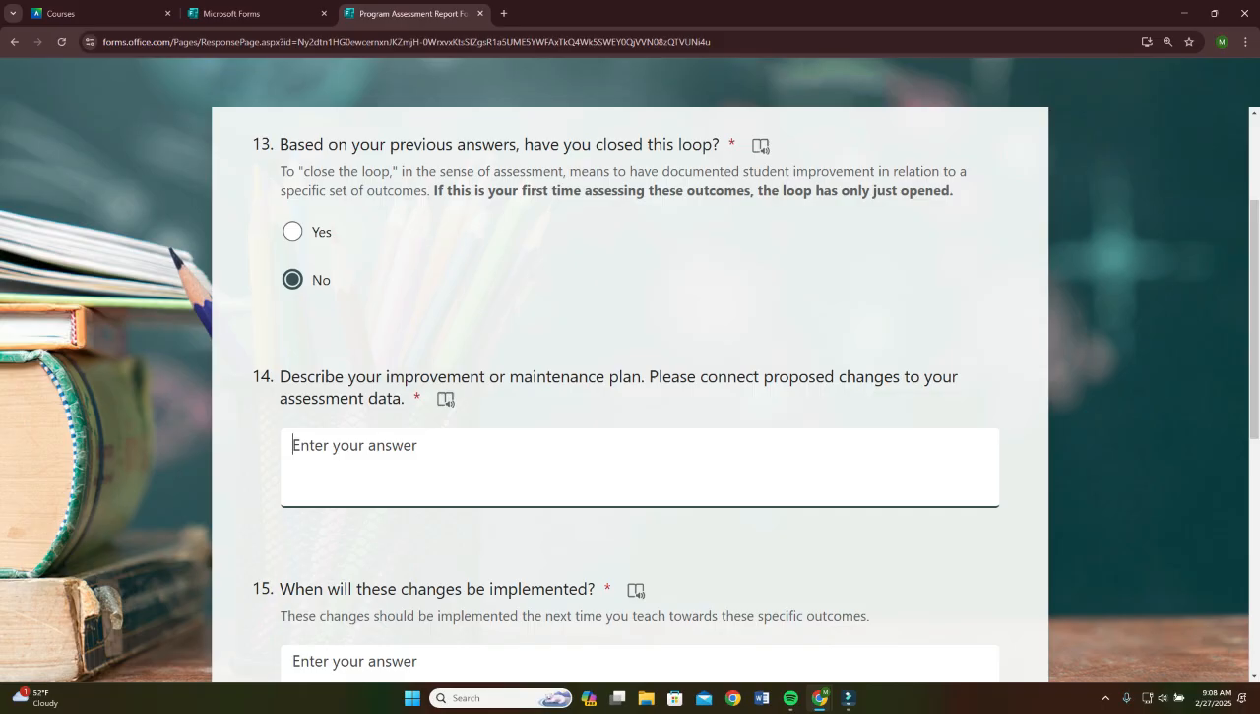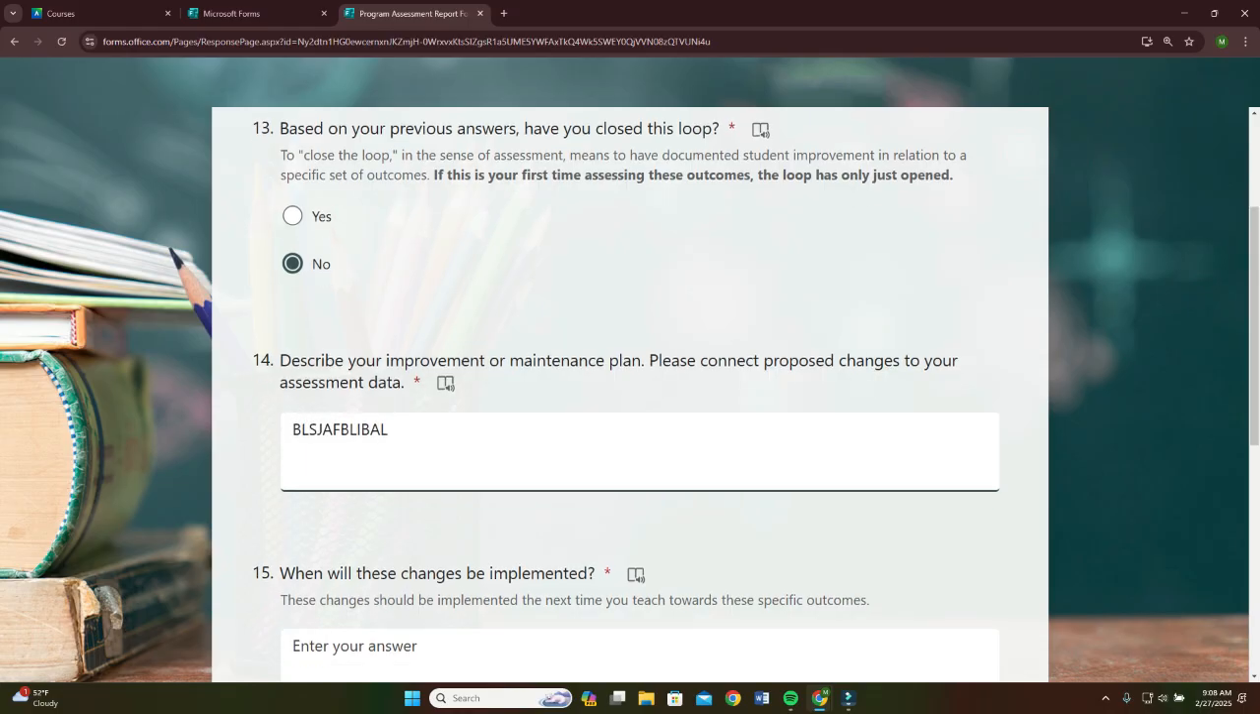In this section, you're going to describe your improvement or your maintenance plan. So again, very similar to course level assessment, and you will connect any proposed changes to your data. If that 40% didn't do so hot, and they got a B, why did they get a B? If you had 30% that got a C or a D, why did they get a C or a D? Did you notice that they missed questions that were also missed by folks who got a B? That is a content area that needs addressed. How do you intend to address it? That's what you're going to fill out in this number 14 section.